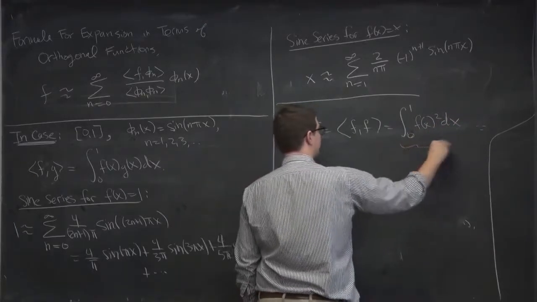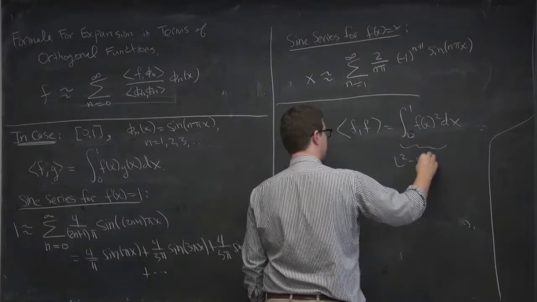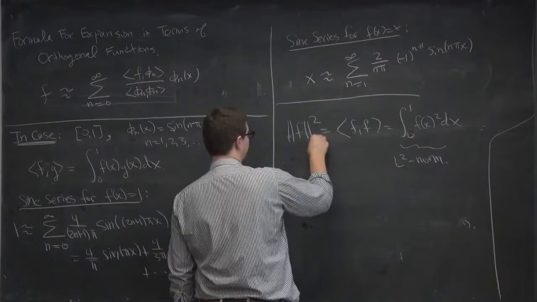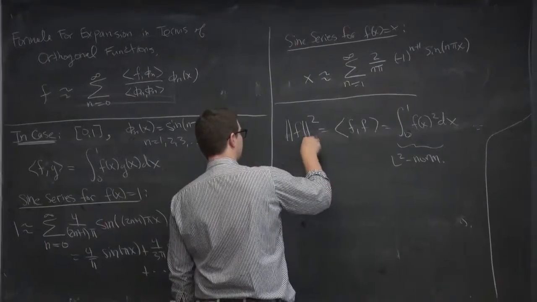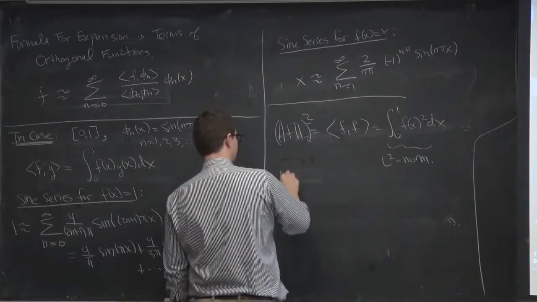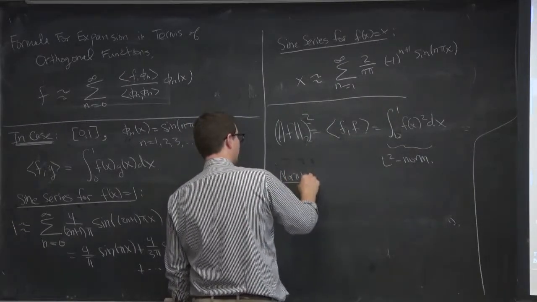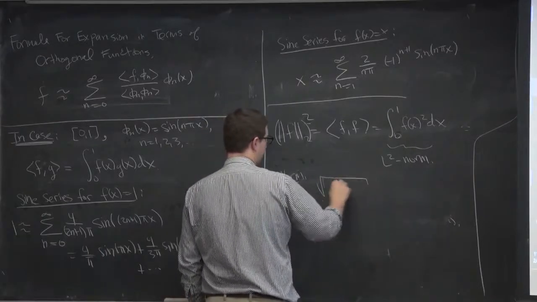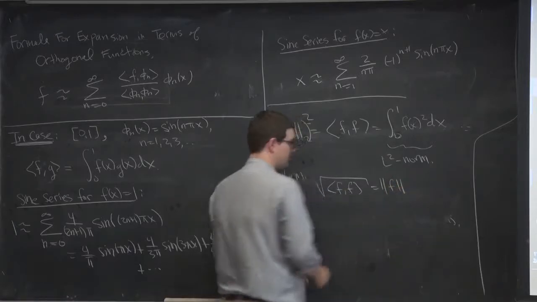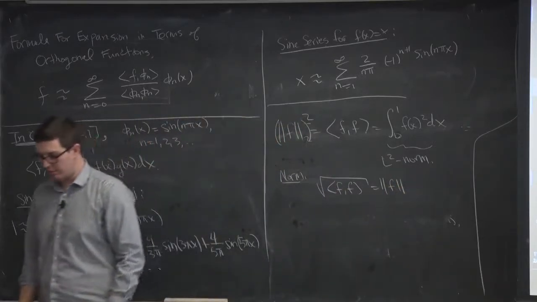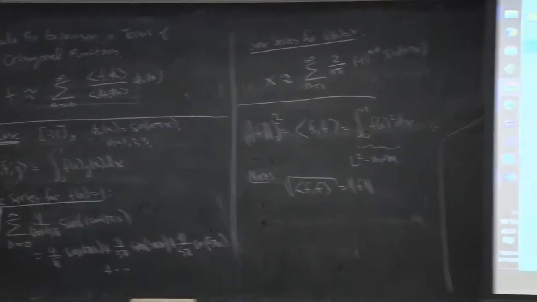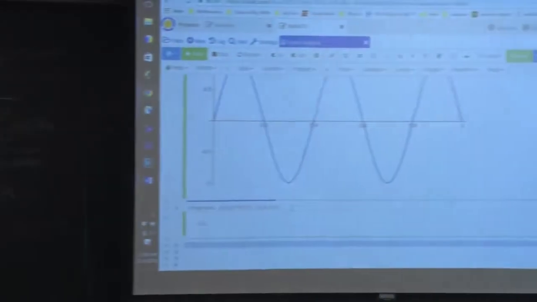Okay, so this is what's called the L2 norm, or the L2 norm squared. Really the norm is the square root of the inner product. So what we're going to compute here is the norm squared of the first basis element, and that was 1/2.